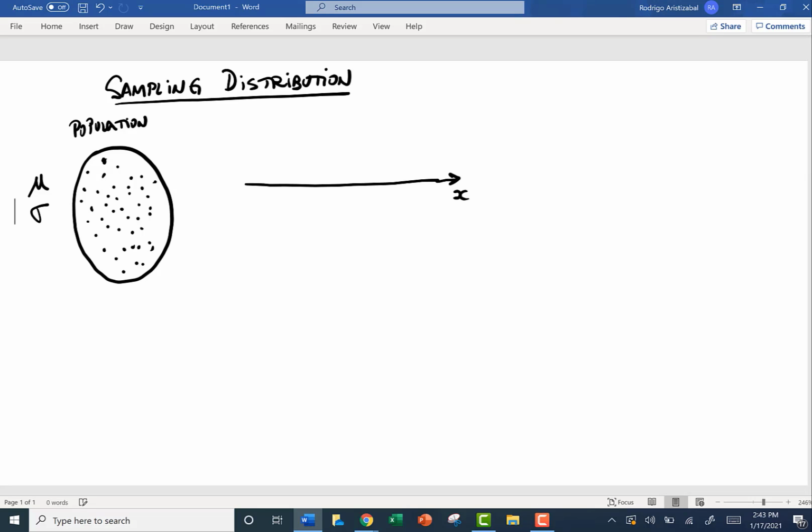If the first member of the population has this measurement, we plot this value here. If the second has this measurement, and so on, we can plot according to the measurement in that way. Members of the population that have exactly the same measurement will be stacked one above the other. If we organize all members of the population according to each measurement on this number line, we can obtain several shapes.